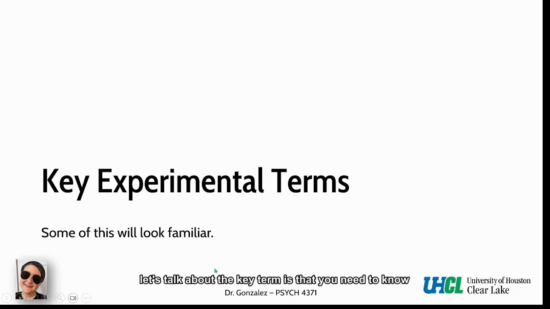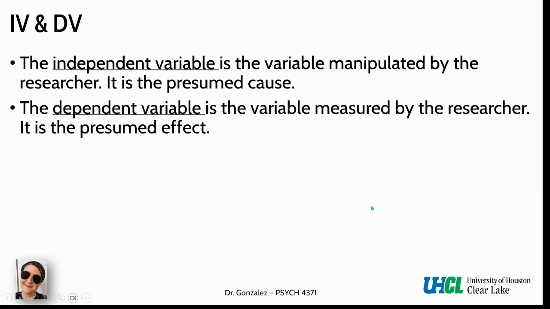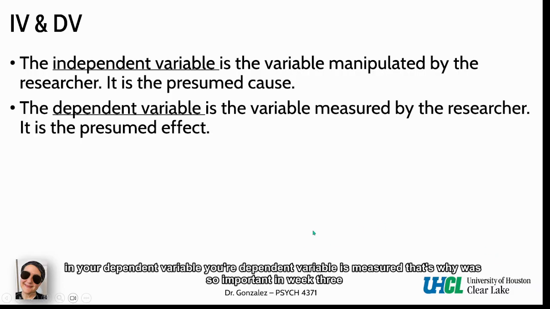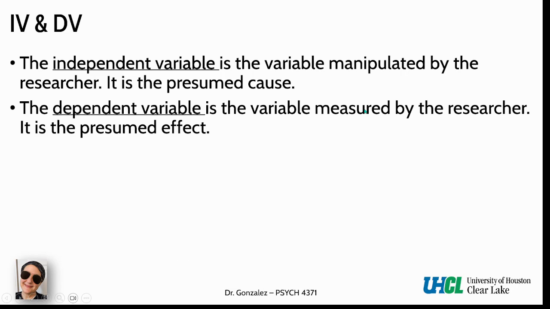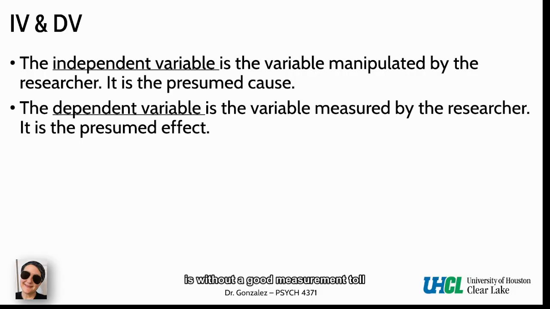Let's talk about the key terms that you need to know and be familiar with in order to understand experiments. Some of these are going to look familiar to you because they were gone over in the first weeks of class. So you should be very familiar with independent and dependent variables. The independent is the manipulated variable, and it's going to be the presumed cause of any outcome in your dependent variable. Your dependent variable is measured. That's why it was so important in week 3 that we talked about those measures that you were going to use to collect data. Because without a good measurement tool, I don't really know if anything happened when I manipulated that independent variable.